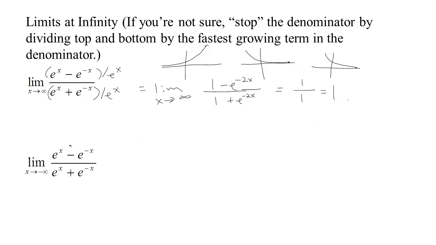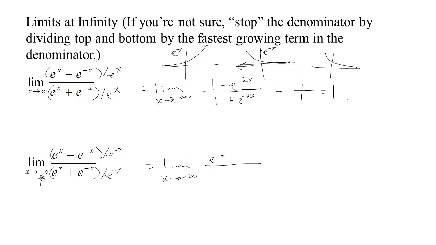On the other hand, if we have x going to negative infinity here, then the fastest growing term, if we think about e to the x and e to the negative x, as we go backwards, e to the x actually fades away, right? It goes to 0, but e to the negative x is growing. So what we're going to do is stop the denominator by dividing by the fastest growing term, and as x goes to negative infinity, we decided that fastest growing term was e to the negative x. So we do that, we get the limit as x tends to negative infinity of e to the x divided by e to the negative x.